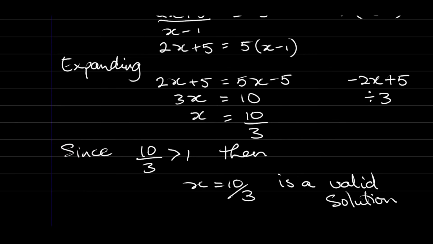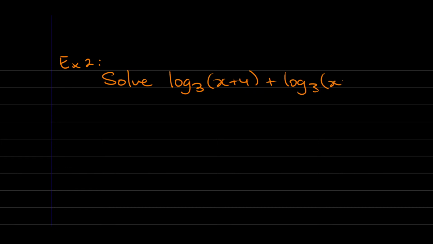And let's do another one. Eventually, you will see why this is important later on, right? It's not always going to be the case that everything is a valid solution when you solve it. So let's continue solving and we'll eventually come across one. So solve log to the base of 3 of x plus 4 and then plus log to the base of 3 of x minus 2 is going to be equal to 2.